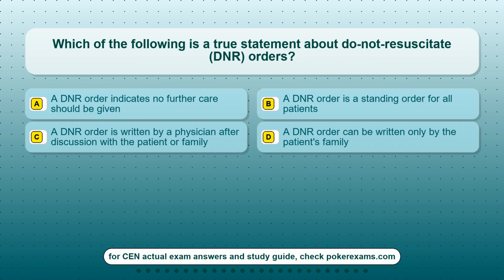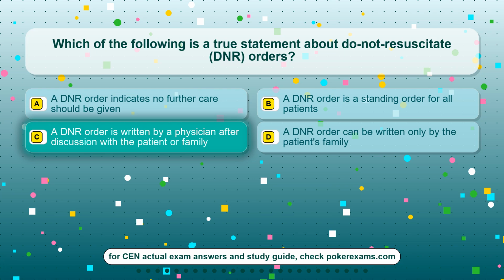Question 3. Which of the following is a true statement about do-not-resuscitate, DNR, orders? Option A. A DNR order indicates no further care should be given. Option B. A DNR order is a standing order for all patients. Option C. A DNR order is written by a physician after discussion with the patient or family. Option D. A DNR order can be written only by the patient's family.